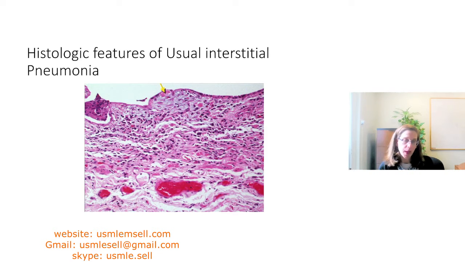If you go in on higher power, you will see those fibroblastic foci. That's where the arrow is. And that is, again, a feature of UIP in typical scenarios.